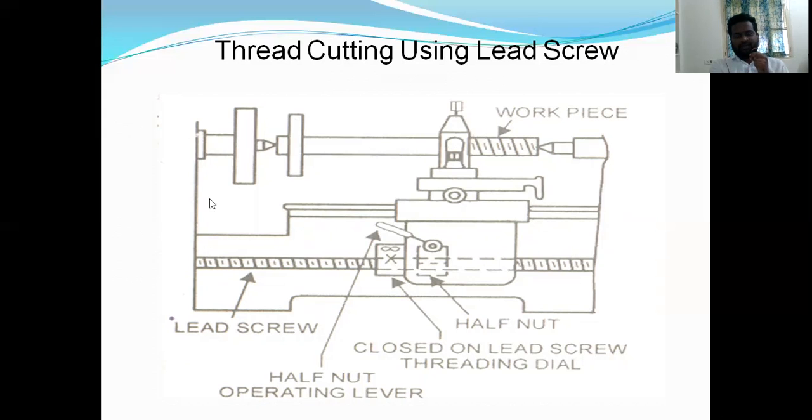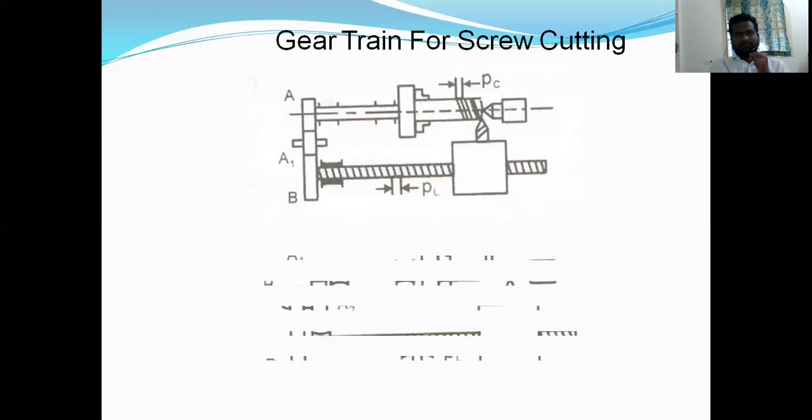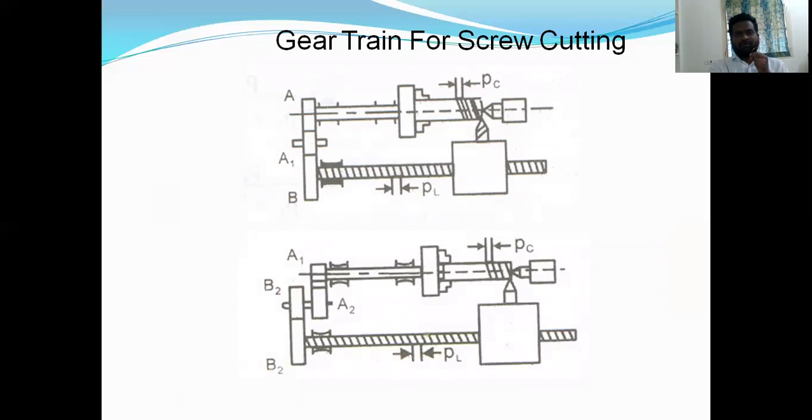By calculating gear ratio, this lead screw is also rotated. So by doing all these things, we are producing threads on the workpieces, right? So this is the operation, how it can be done.